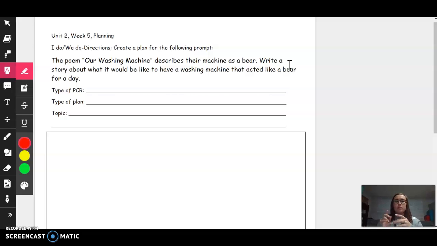So the same four steps that we have been doing to analyze, you're going to do here. I am going to do the first step, which is to read the prompt, okay? On here it says, the poem Our Washing Machine describes their machine as a bear. Write a story about what it would be like to have a washing machine that acted like a bear for a day. So now I am going to move on to my second step, which is to box prompt words.